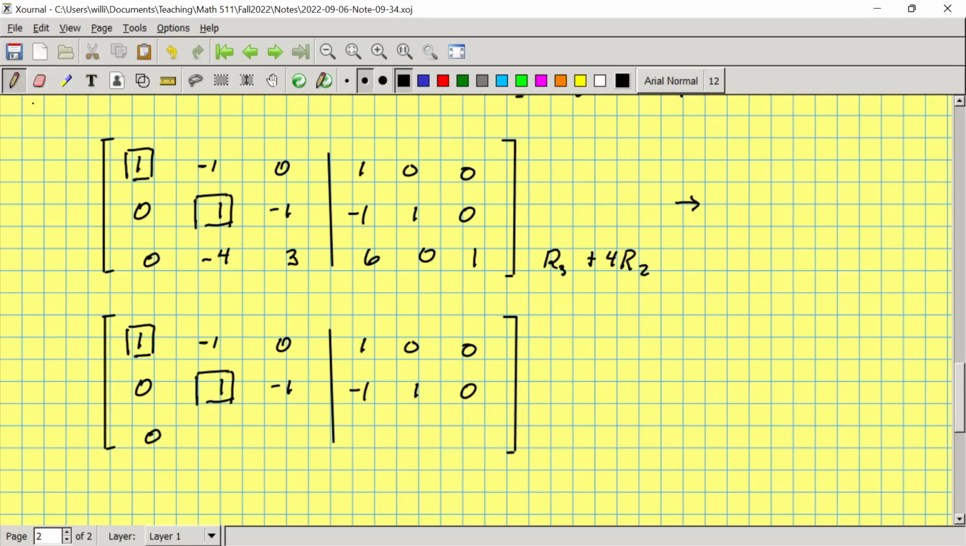Okay, I didn't erase the 0 on the left because 4 times 0 is 0 plus 0 is 0. And 4 times 1 is 4, minus 4 is 0, which was the purpose of this row operation. 4 times negative 1 is negative 4, plus 3 is negative 1. 4 times negative 1 is negative 4, plus 6 is 2. 4 times 1 is 4, plus 0 is 4, and 4 times 0 is 0, plus 1 is 1. Should we multiply row 3 by negative 1? Yes, now we've identified our third and last pivot.